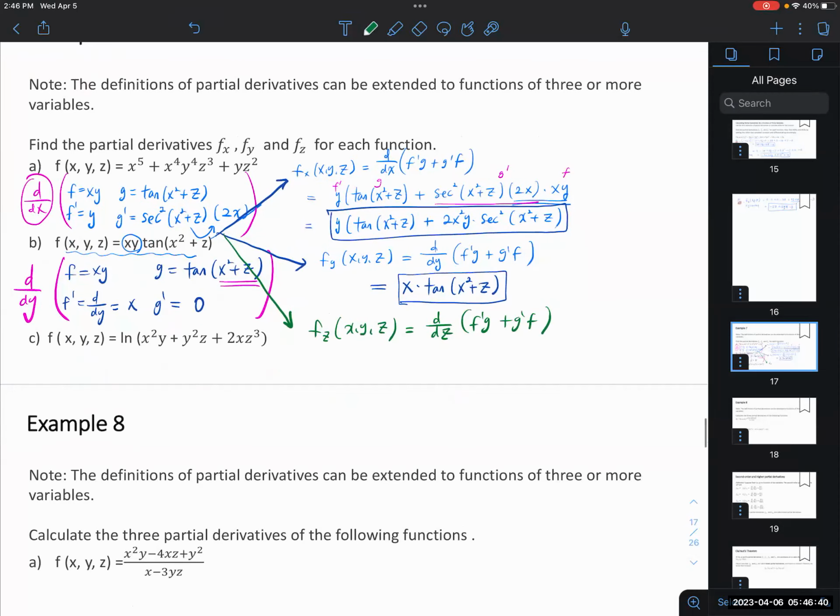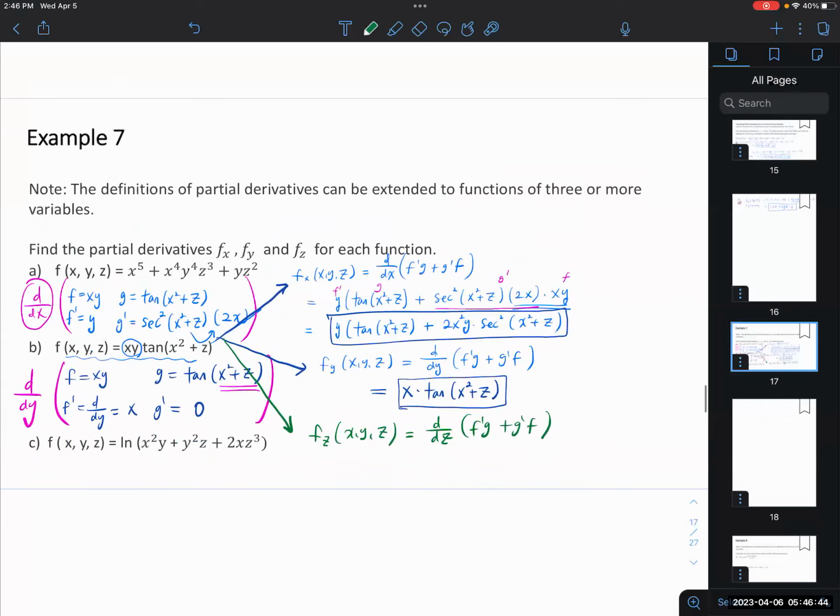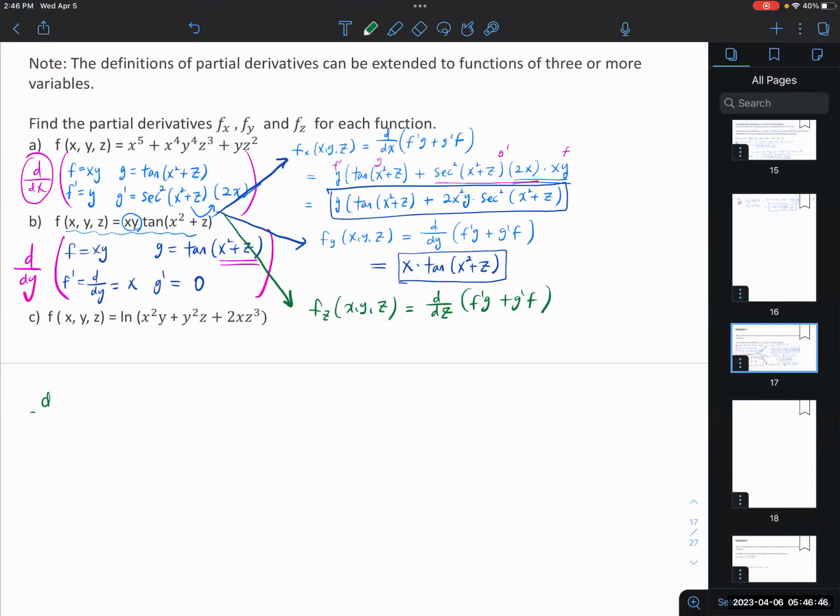So let's do the work. I'm gonna make a space for you. So here, we have d over dz. So f is xy. What is f prime? This time, xy will be the constant. So the f prime will be 0. G was tangent x secant z. G prime, okay, we have a z. So we can take the derivative outside and inside.